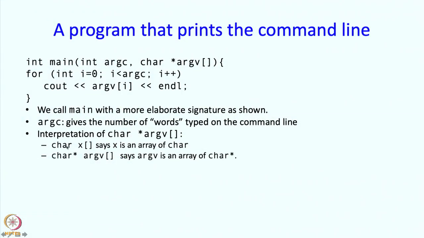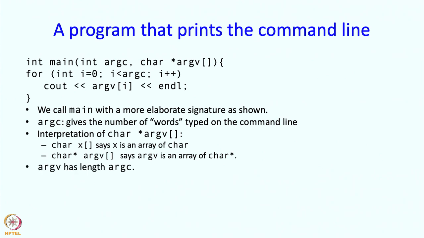So to understand that, let's just go over what it could possibly mean, let's do it step by step. So suppose I typed this as the declaration. Okay, what does it say? It says that x is an array of char. Okay. Now what would this say? So this would say that argv is an array of char star. Okay. In other words, each element of argv is a char star, or each element of argv is a pointer to a char array.